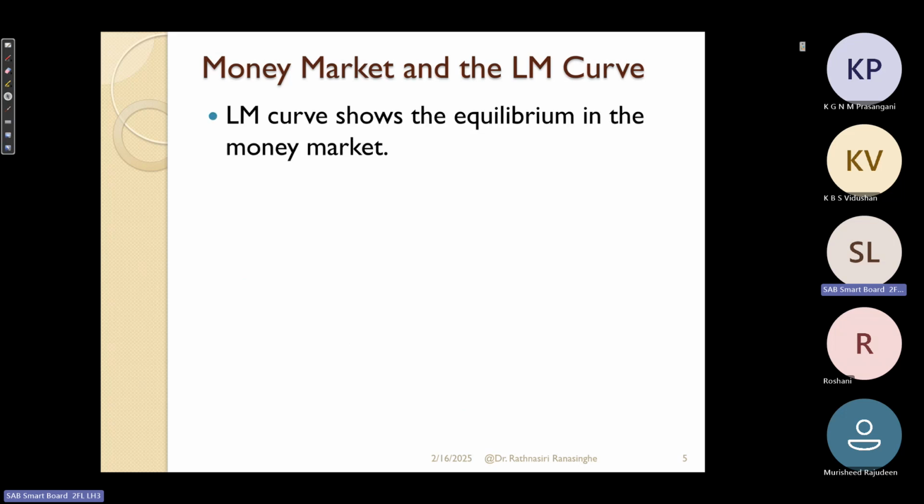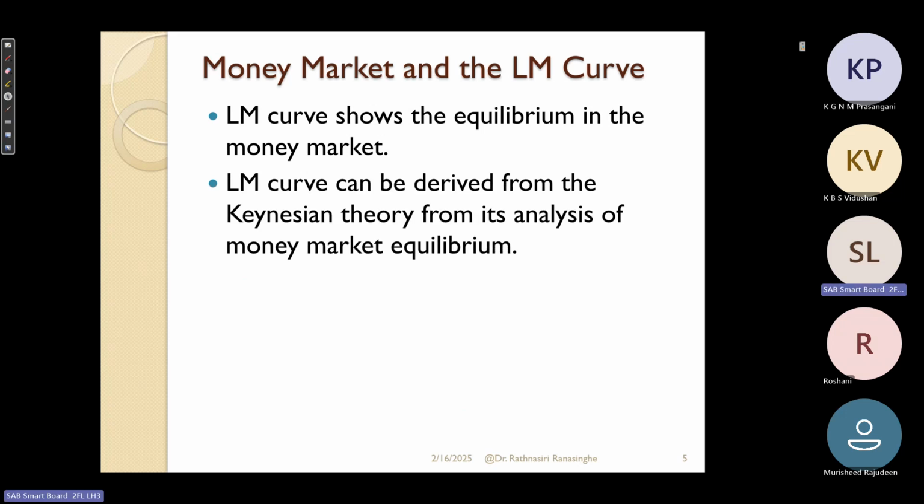Now, the LM curve shows the equilibrium in the money market. You know that. Monetary sector equilibrium is given by the LM curve. Any point along the LM curve represents money market equilibrium. Once you derive the LM curve, any point along it represents money demand equal to money supply. It can be derived using the Keynesian theory explanation. So what is the Keynesian theory explanation for the money market?